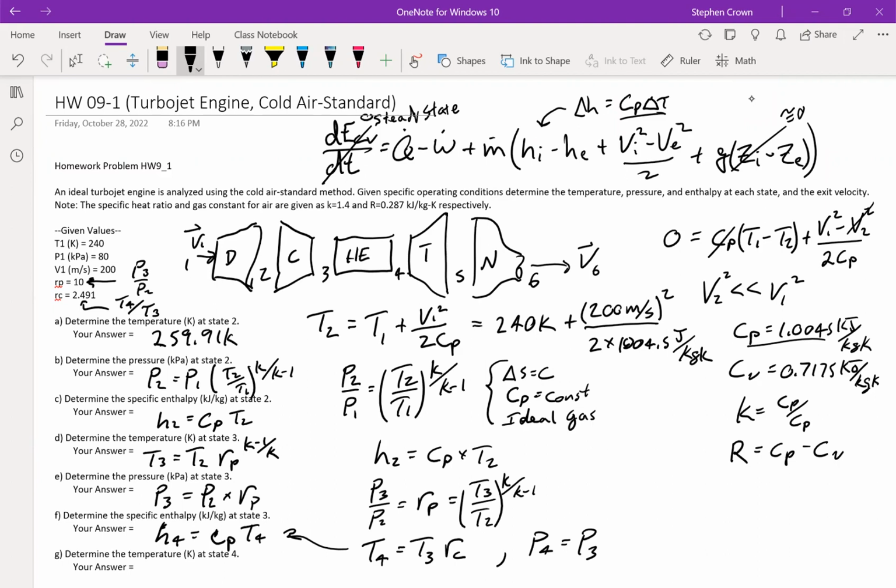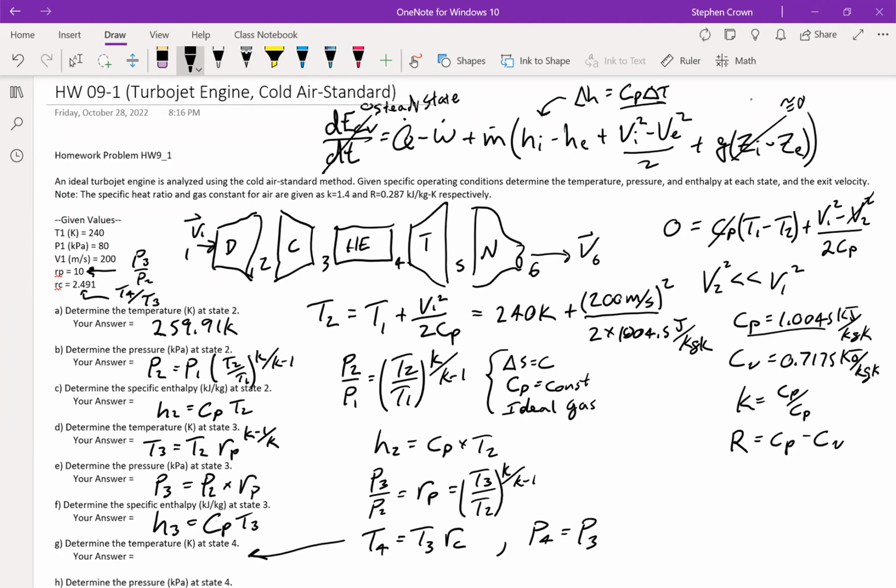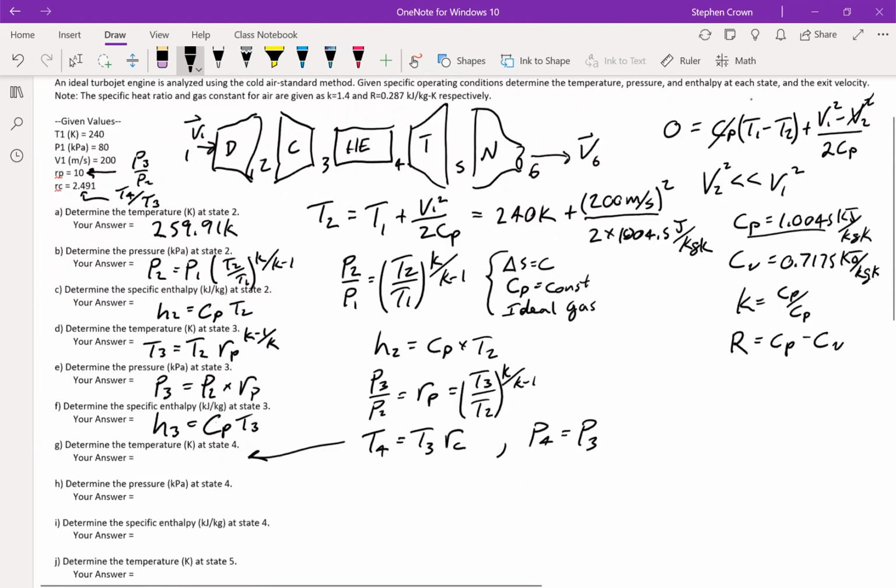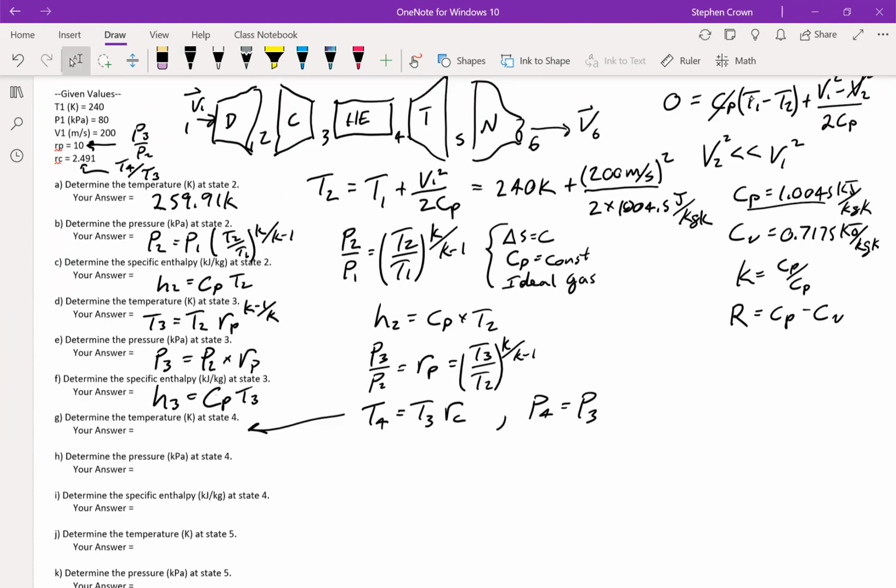Actually, I'm a step ahead here, so just erase that. The enthalpy at state 3 I haven't found yet. So H3 equals Cp T3, and then finally T4 here. Of course, finding the pressure at state 4 is just the same as the pressure at state 3. The enthalpy, same way: find the temperature and then get the enthalpy.